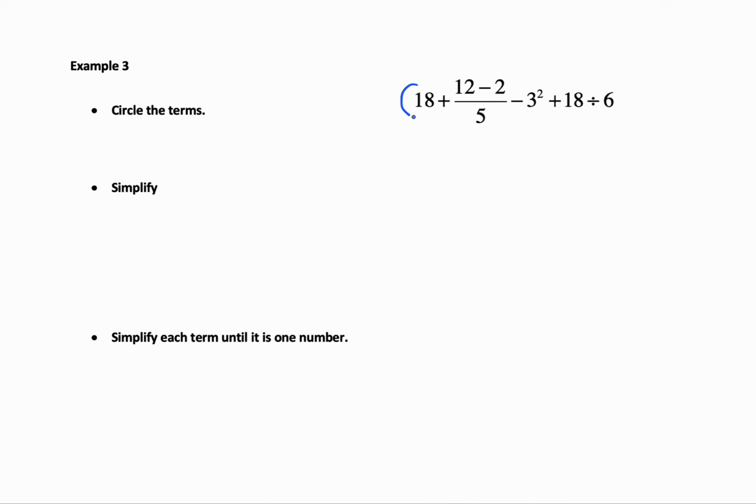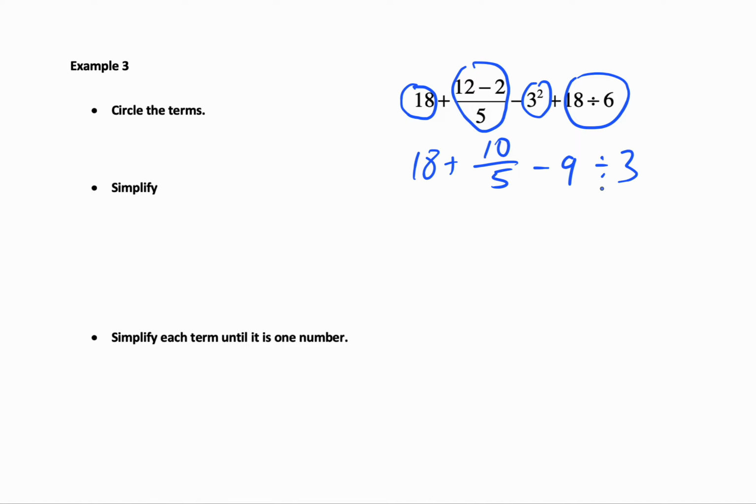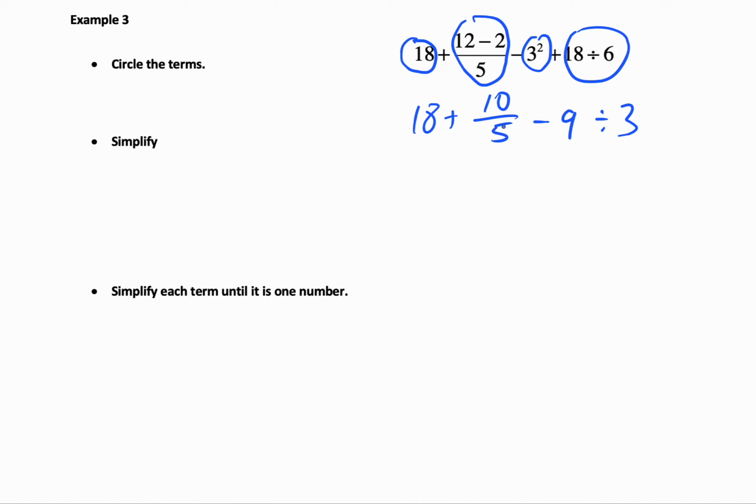Okay, next one, let's circle the terms. This is a term, that's a term, that's a term, this is a term. They're separated by the adding and subtracting, so there are 4 terms again. 18 stays the same. We can simplify this: we get 10 over 5. 3 squared is 9. 18 divided by 6 is 3. Now we can do this dividing here. This is divide and this is divide. Then 9 divided by 3 is 3. Now we can add and subtract left to right, and we get 20 minus 3 is 17.